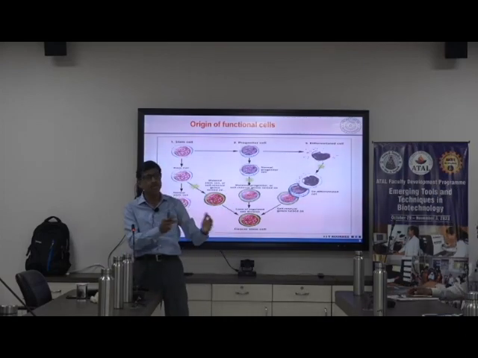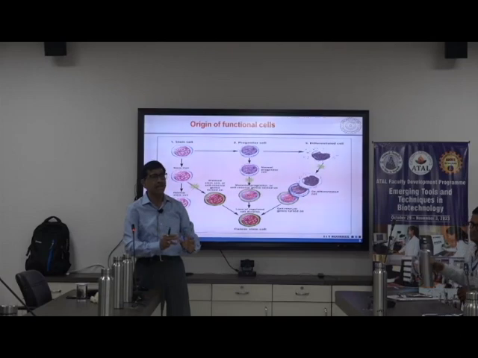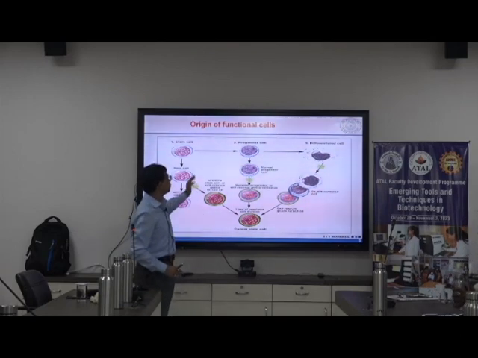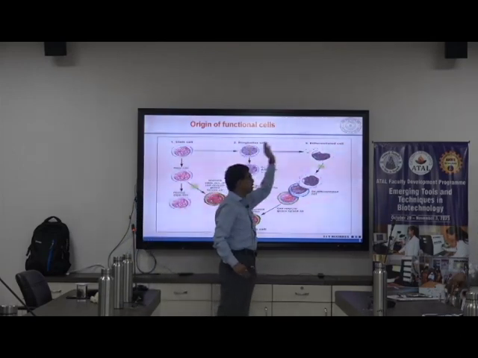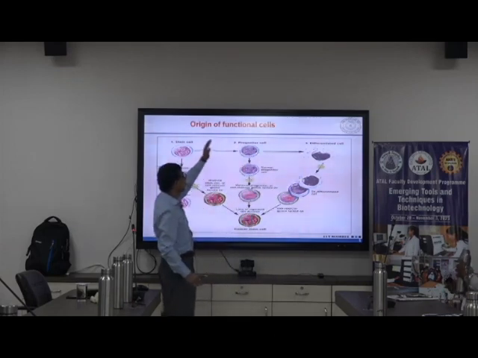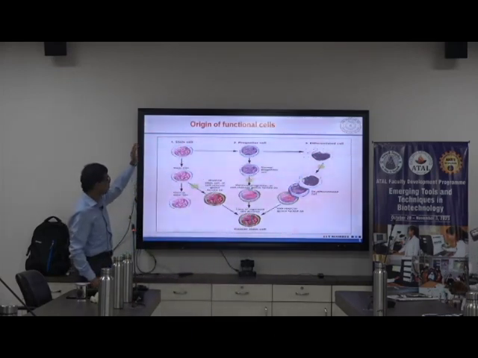Today it is a stem cell, tomorrow it is a differentiated cell, it does not happen like that. It is a gradual process. This gradual process goes from stem cell to progenitor cell to the differentiated cell. So this is how the cell progresses from one form to another form.